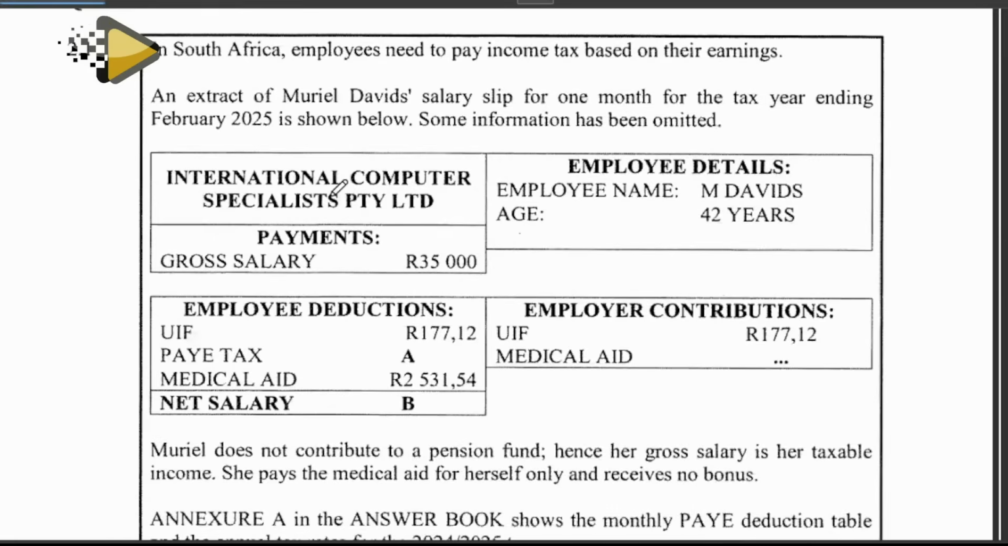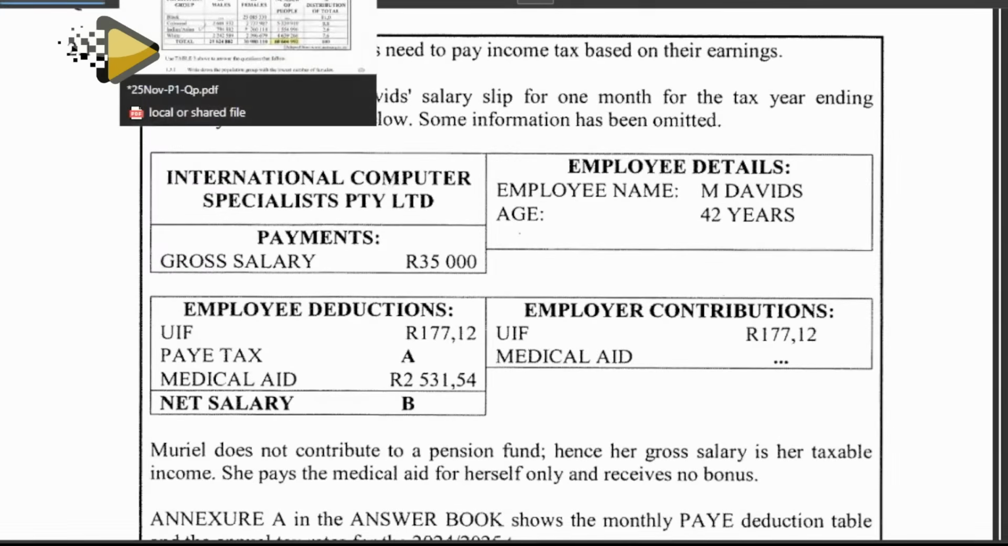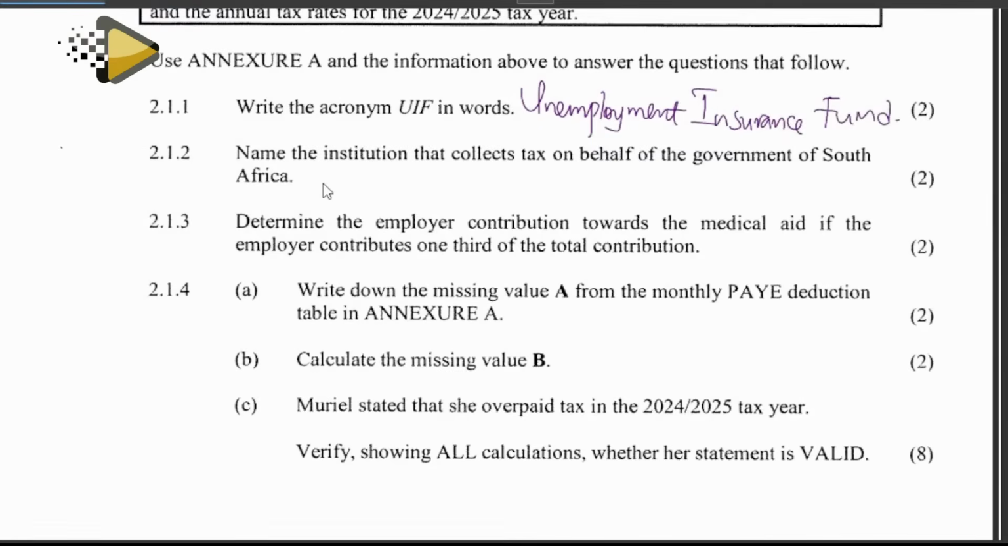Question number 2. It says, in South Africa, employees need to pay income tax based on their earnings. So let's understand this. This is the table. We shall look at the questions. 2.1.1. Write the acronym UIF in words. U stands for unemployment, the I is for insurance, and the F is for fund. That's what it stands for.